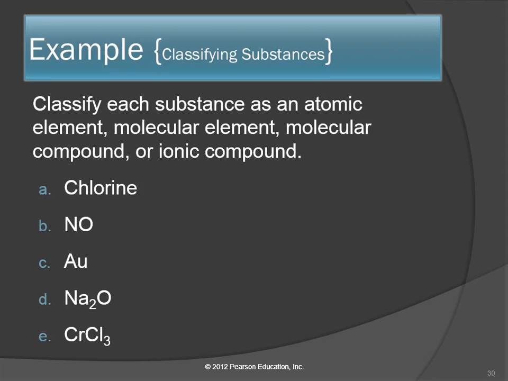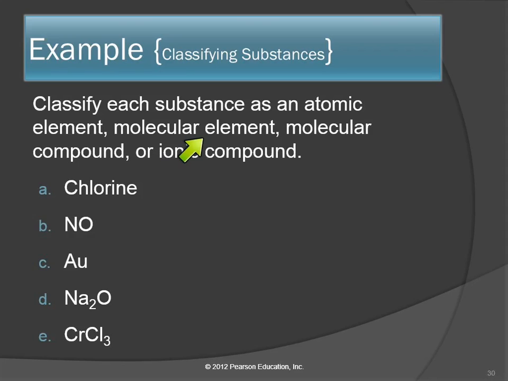Classify each substance as an atomic element, a molecular element, a molecular compound, or an ionic compound. So let's just review here. An element will only have one type of atom. So when you look at the formula for it, it's only going to have one capital letter. Each element symbol has one capital letter. Some of them have a lowercase letter as well. But you can look at the formula and count the number of capitals and identify that way whether it's an element or a compound.